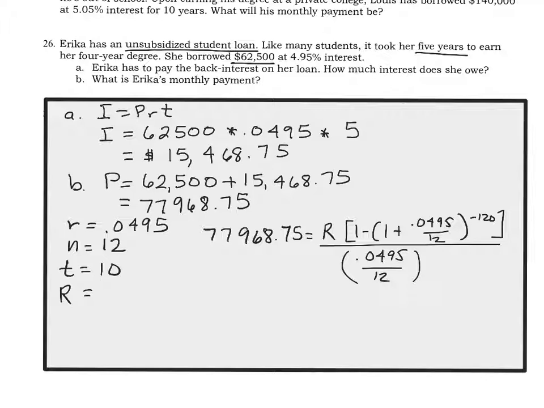So at this point, we're going to get our calculators and figure out what this value is. And once we find that value, we're going to take this amount here and divide by the value we just got. And remember, this is our monthly payment. So it will be $825.08.